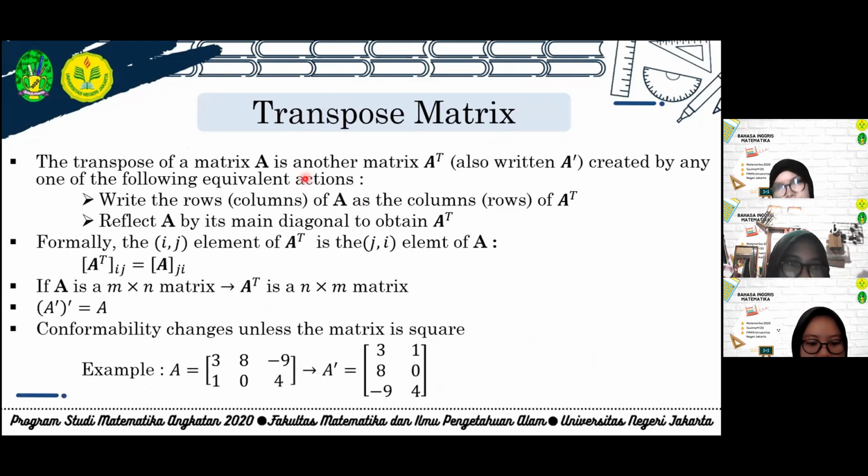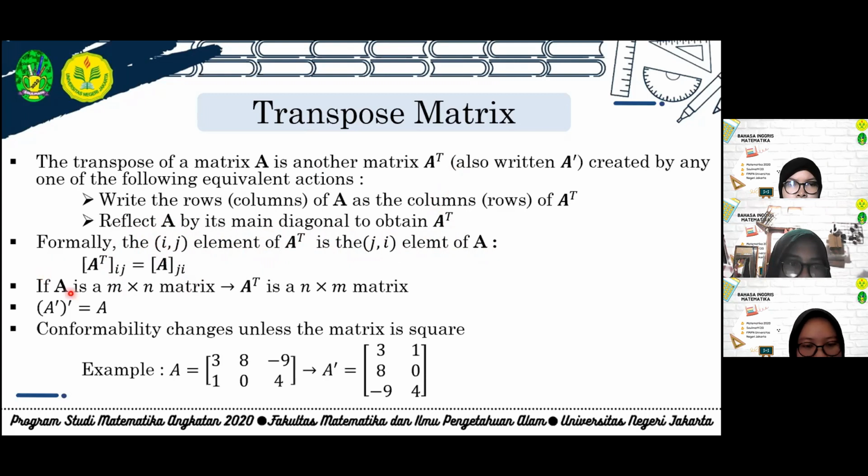The transpose of a matrix A is another matrix, written with a little superscript T, and also denoted like this. It is created by any one of the following equivalent actions. Write the rows or columns of A as the columns or rows of the transpose of A. Reflect A by its main diagonal to obtain the transpose of A. Formally, the ij element of the transpose of A is the ji element of A.